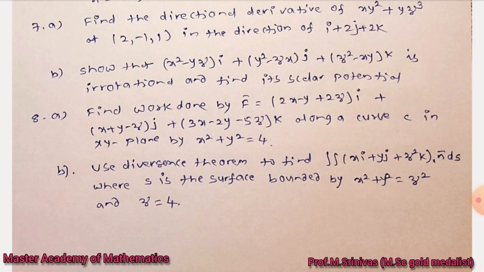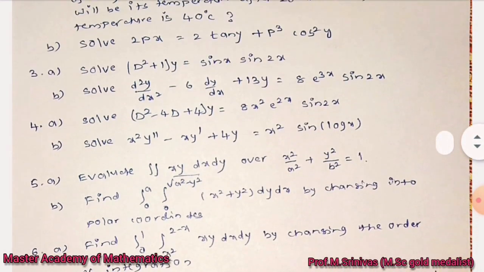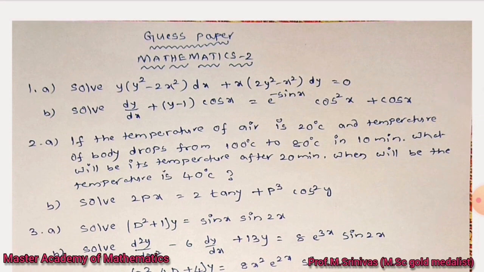So this is one guess paper that I am expecting in the semester examination for the COVID batch. Out of 8 questions, you are answering only 5. This is the expected paper for Mathematics 2 in the coming examinations for the COVID batch.